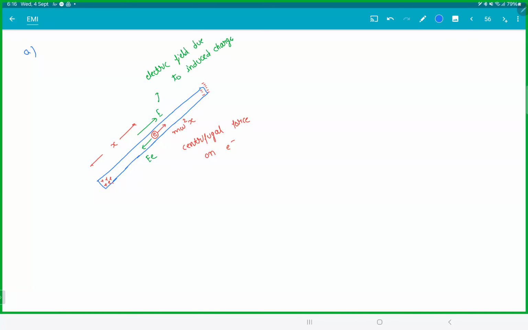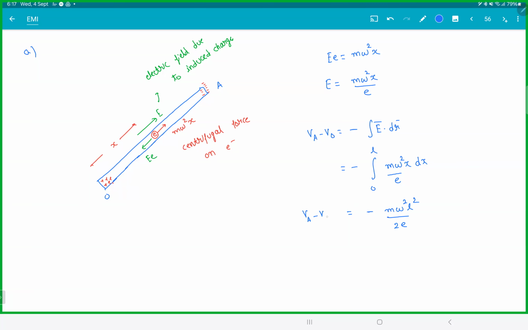So from there we get electric field into e is equal to the centrifugal force m omega square x. So we get the field is equal to m omega square x by e. So the potential difference VO and A, VO minus VA or VA minus VO is minus integral E dot dr, m omega square x dx by e. Limits will be A is the final, so that is your L, and O is the initial, that is 0. m omega square L square by 2e. This is your potential difference.